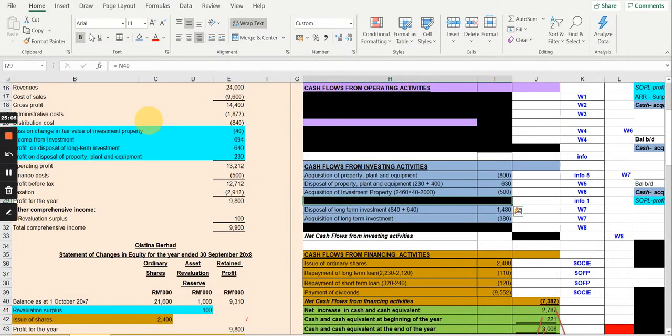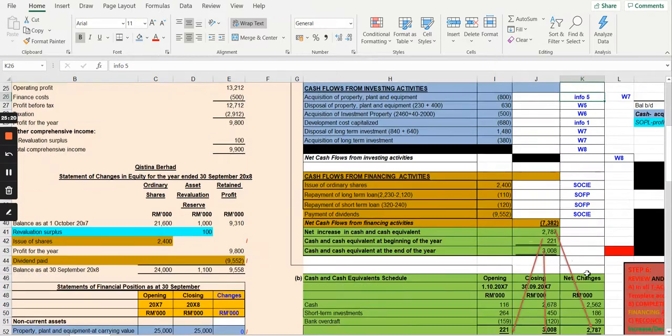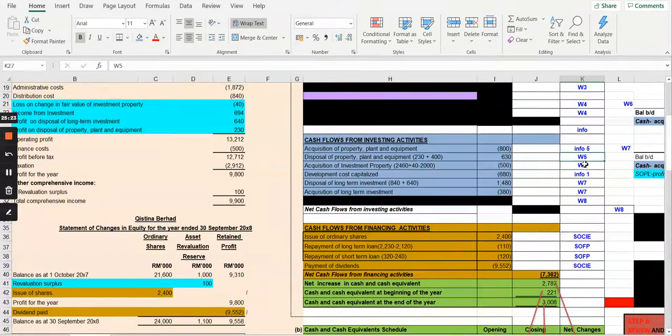So the detail, you don't have to work out in your T account, because that was available from information number 1. Same goes for your acquisition of PPE earlier. It was from information 5, if you check information 5. But the rest of it, you may have to work out the T account to get the item.